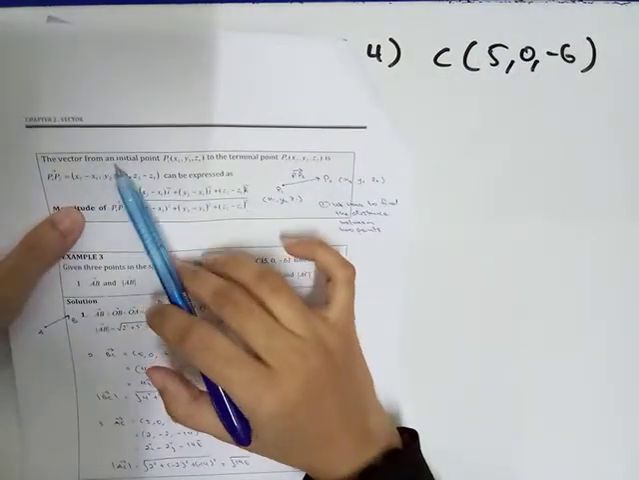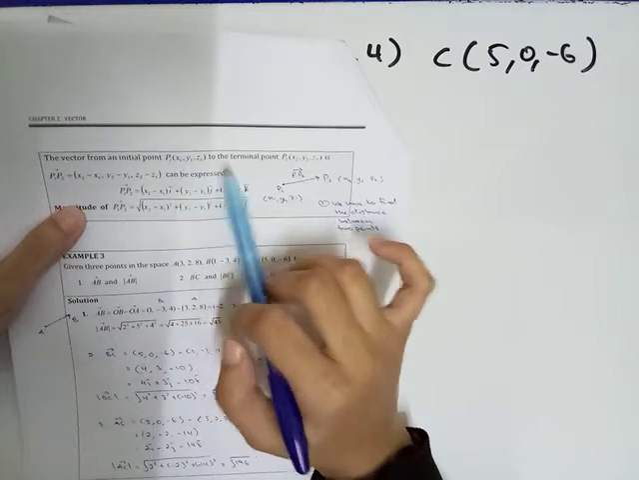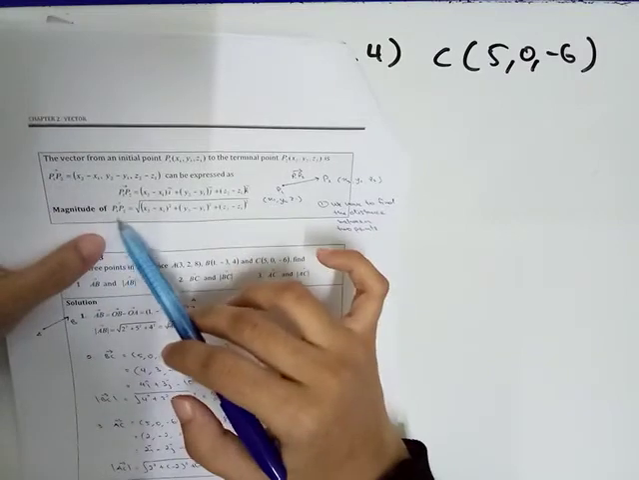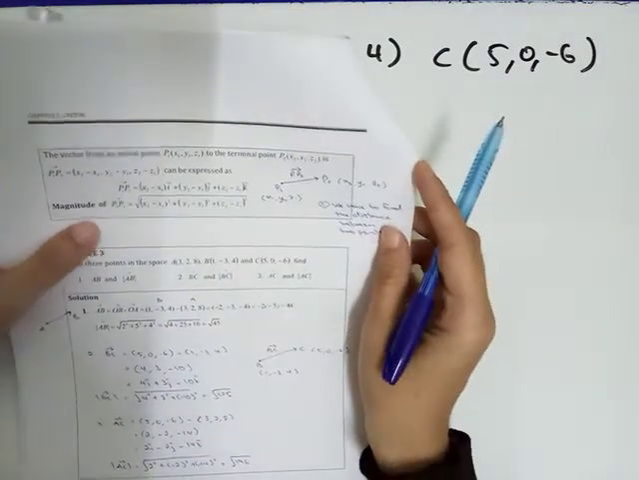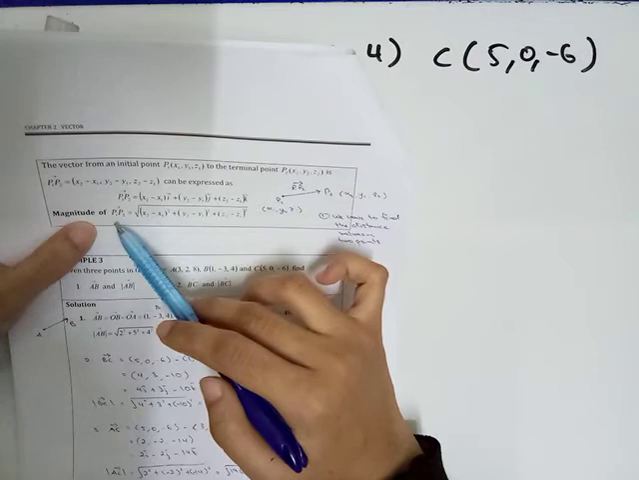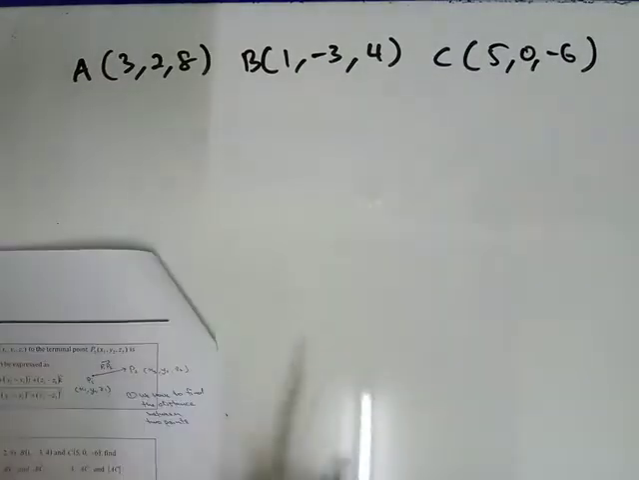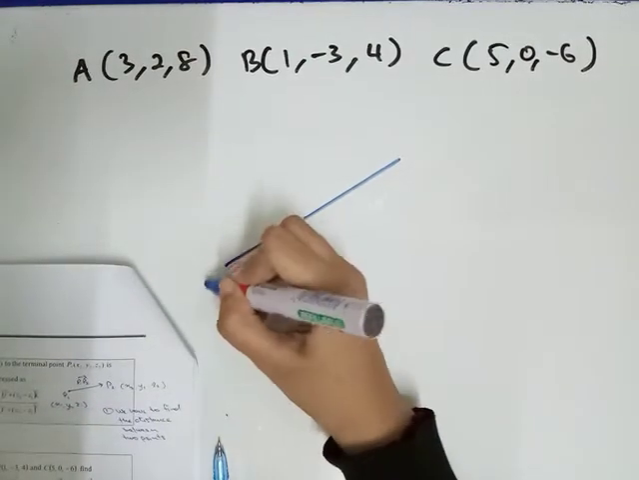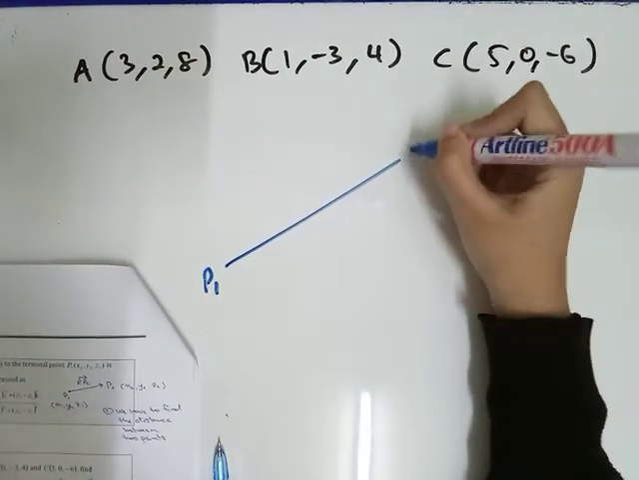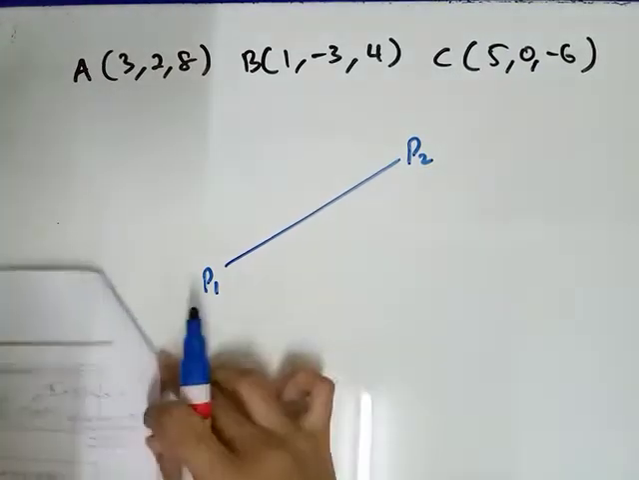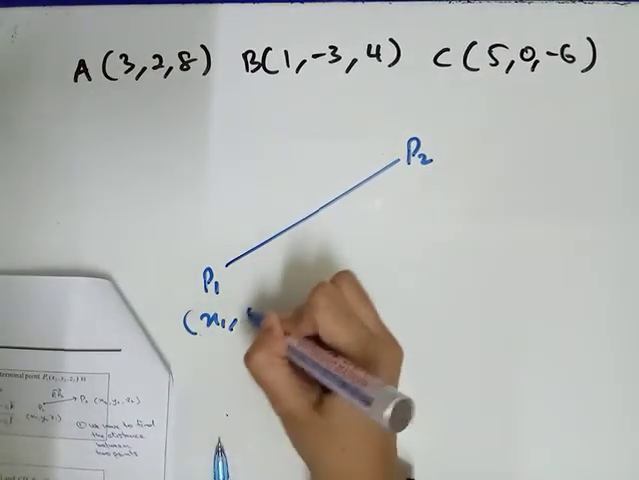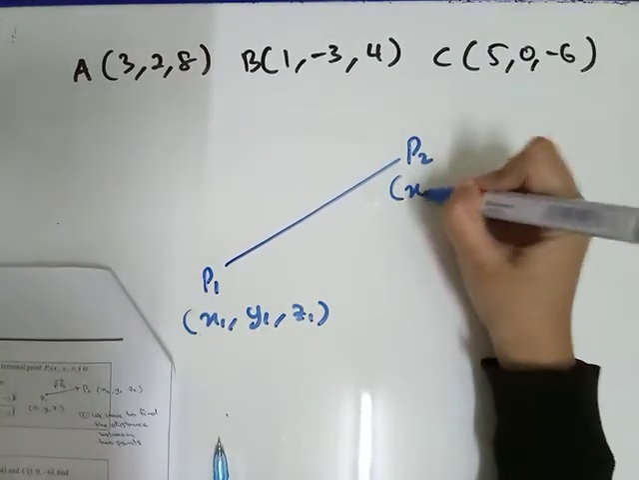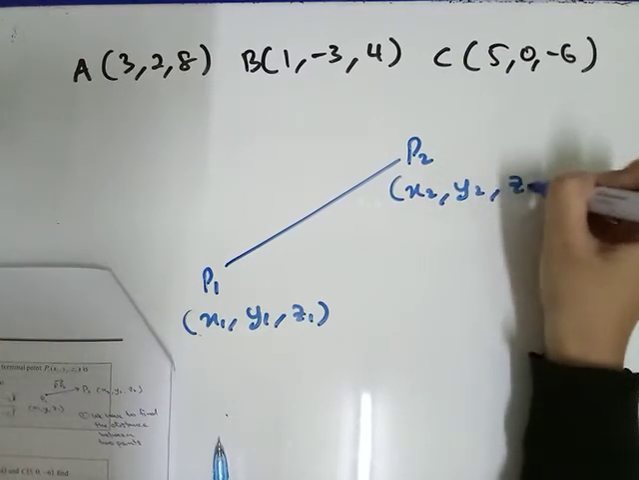Okay, the vector from an initial point P1 to the terminal point P2 can be expressed as the magnitude of P1P2. That means from the notes, we want to find the length of P1P2. Let's say we have an initial point P1 here and a terminal point P2. P1 is the point (X1, Y1, Z1), and P2 is the point (X2, Y2, Z2).